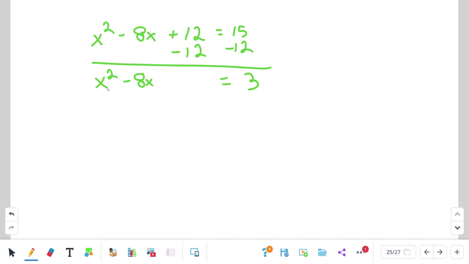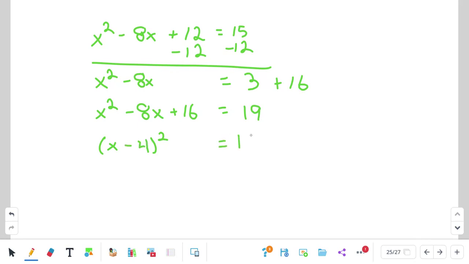Okay? So now I'm going to ask again, what did I really want right here? Well, half of negative 8 is negative 4. Negative 4 squared is 16, so I really wanted the 16 there. So I'm going to put a 16 there. And of course I'll add 16 to this side, so I get 19. Now I can continue on the way I was doing this before. I'm going to write it as a squared binomial. X minus 4, half of negative 8 is negative 4, equals 19.